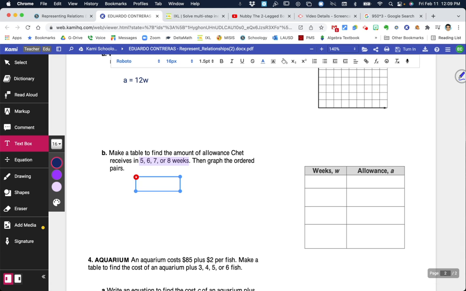So over here in this workspace, we're going to use that equation. And so the allowance would be 12 times, for the first week we have to find the allowance for is 5, right? So we'll have to multiply 12 times 5. That's 60, right? $60 to be exact. At the 5-week mark, he'll have $60 in allowance.